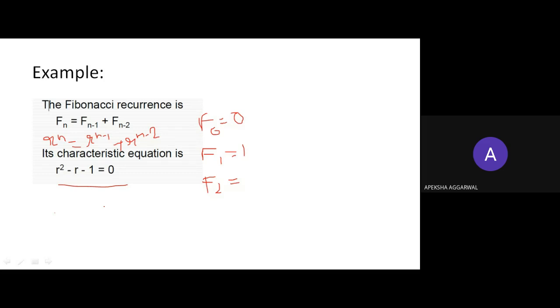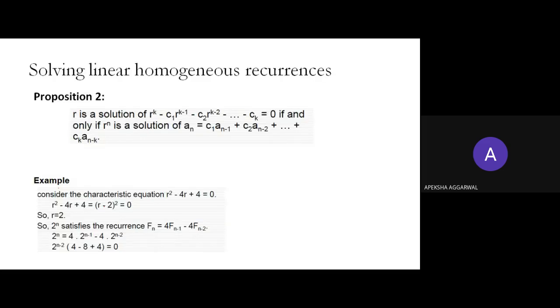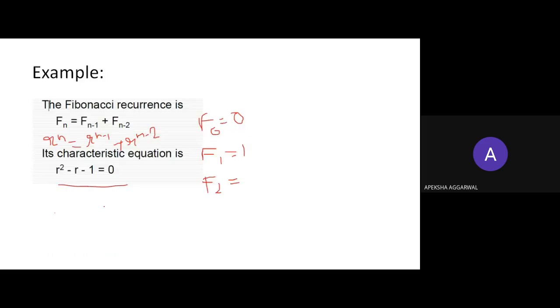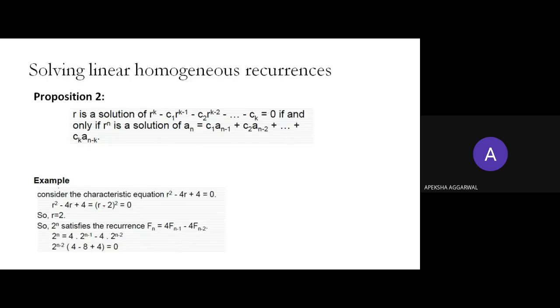Not able to solve this? r is equal to plus minus... Ma'am, minus 1 plus root 3 iota by 2 and minus 1 minus root 3 iota by 2. Okay, so you will get r. So this is your final characteristic equation after you replace it.